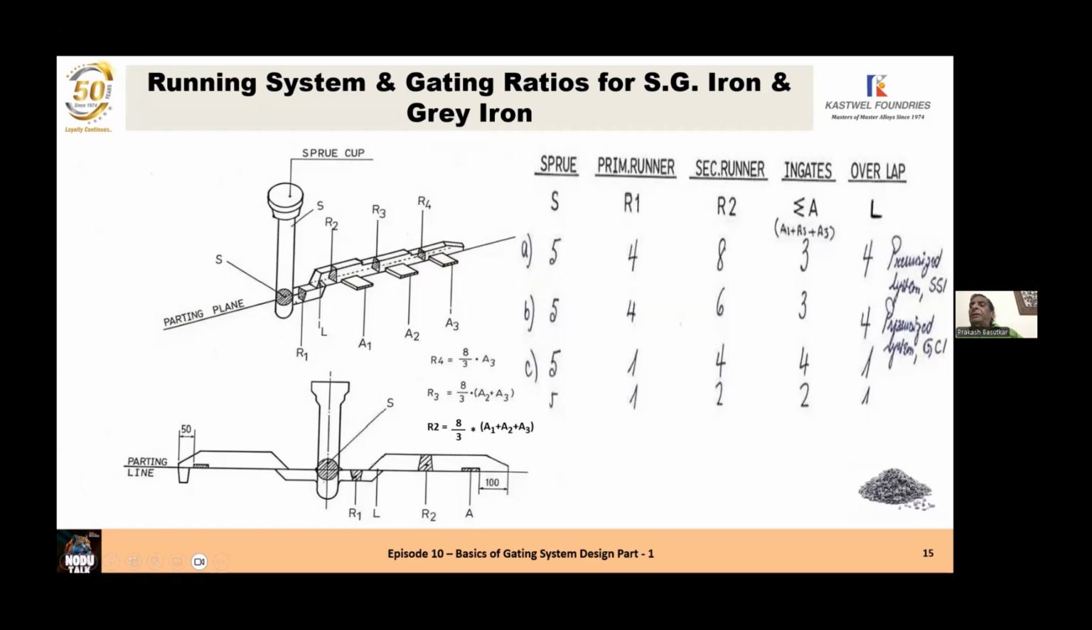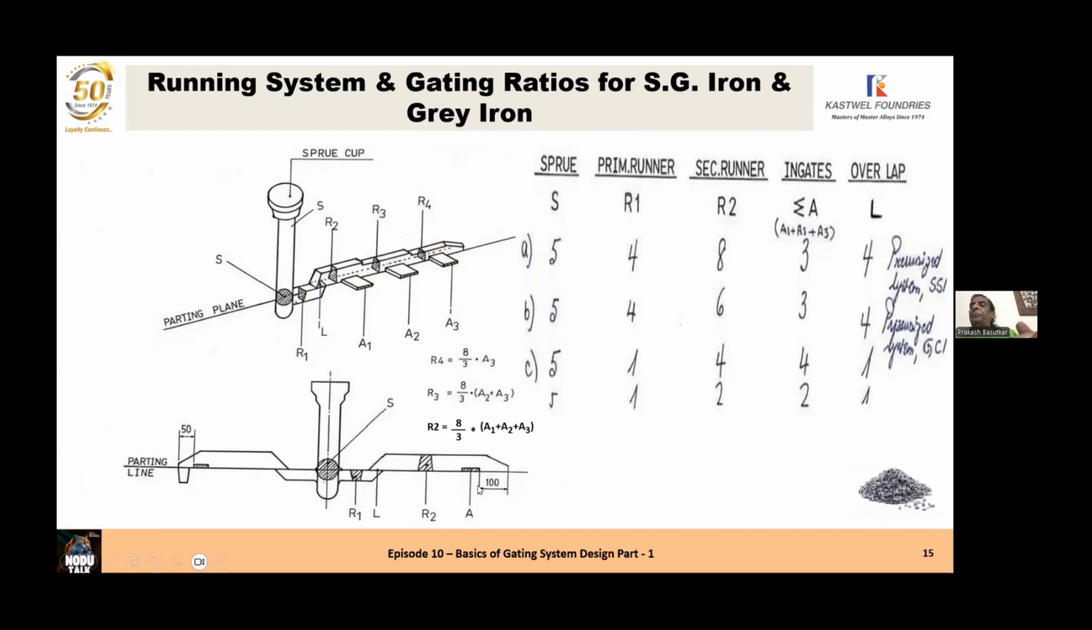At the end of the runner, if you have to keep the ingate, make sure that the last ingate is at least 100 millimeters before the end of the runner bar, because the first metal which goes into the runner carries slag along with it. The slag will be ahead of the metal. So if you put the ingate near the end of the runner bar, the slag will enter the mold cavity. So if you want to prevent the first slag which goes along with the metal from entering the mold cavity, the last ingate on the runner bar should be located at least 100 millimeters before the end of the runner bar. Okay?